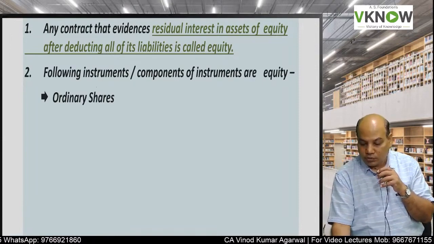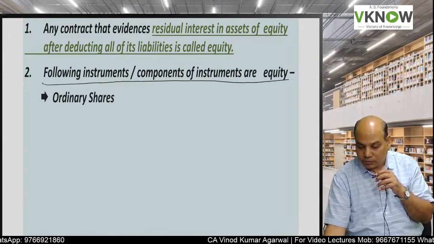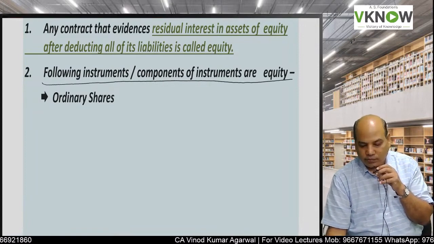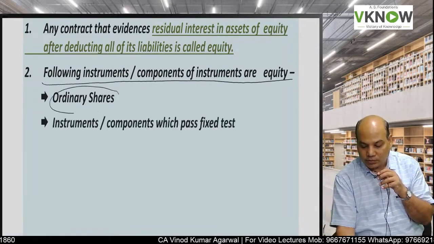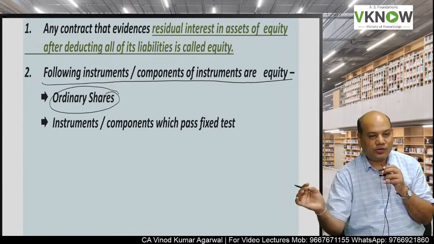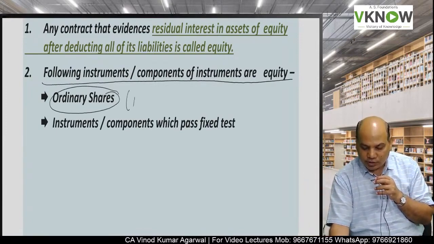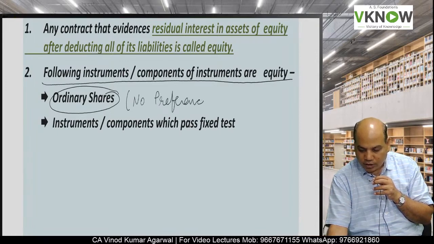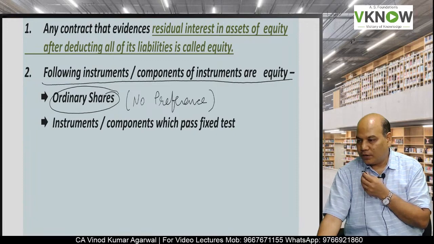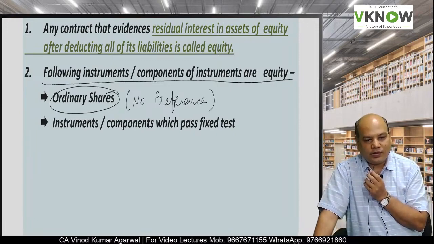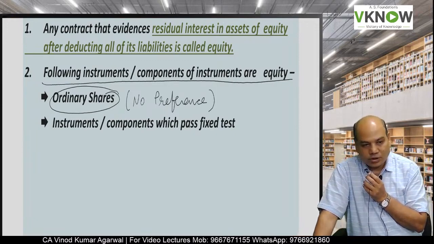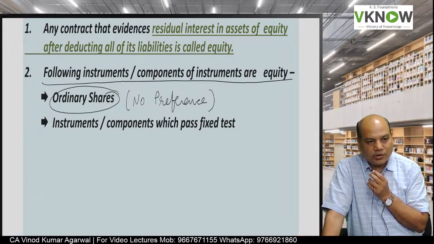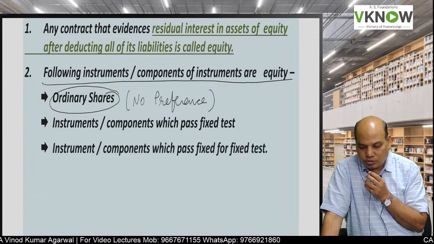So now the question is, what are the financial instruments or components of financial instruments which will be treated as equity? One is ordinary share. Don't write equity share, write ordinary. Ordinary share means no preference of any kind, whether it is payment of dividend or redemption or anything, then it is called ordinary share. Ordinary shares are equity instruments.